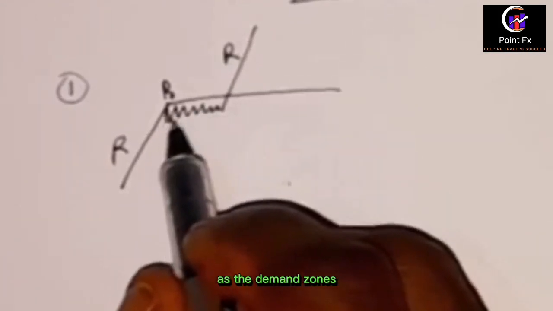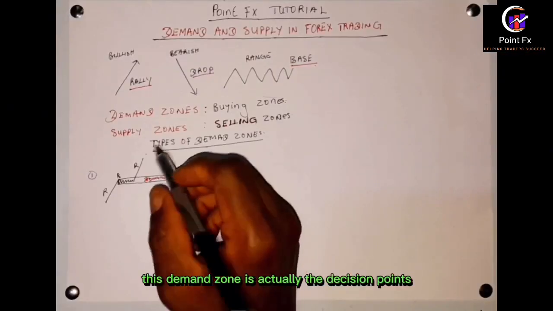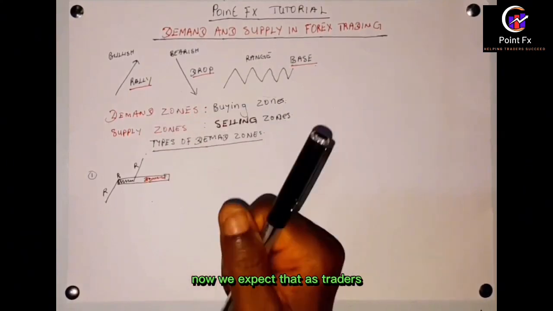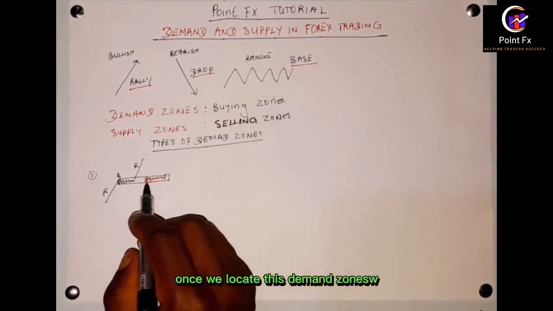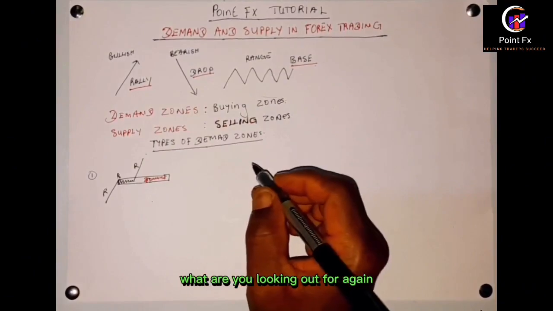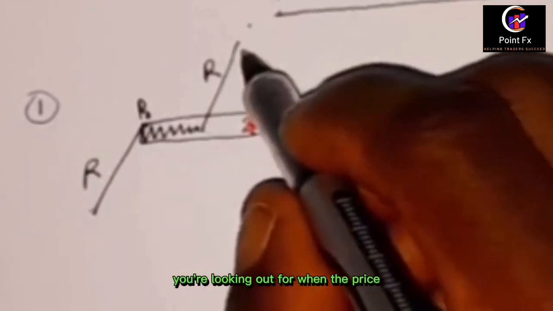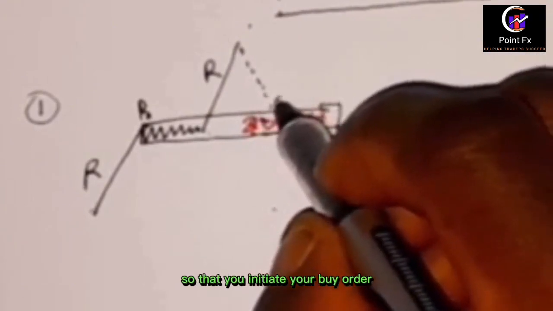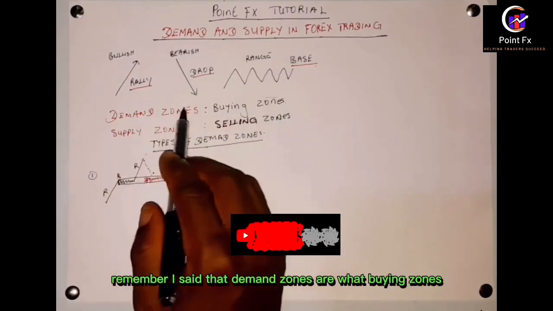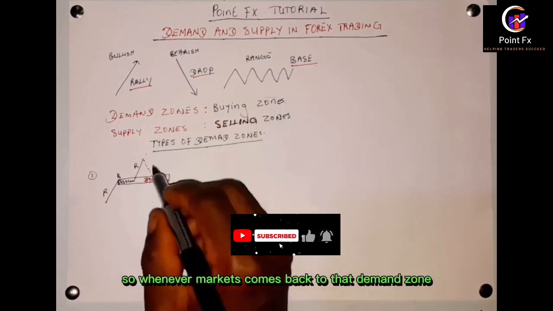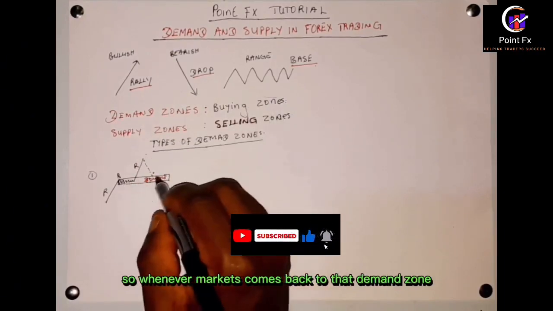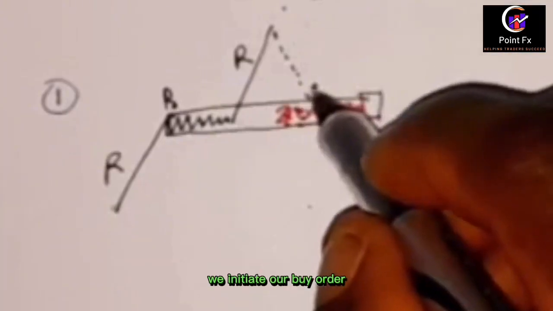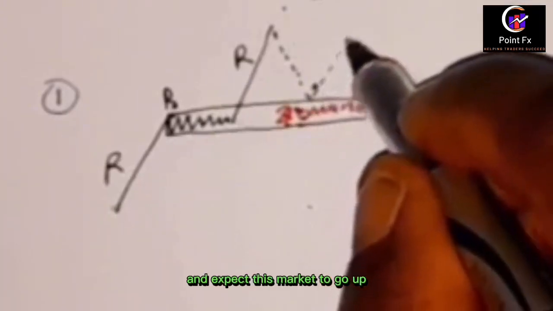as the demand zone. This demand zone is actually the decision point. Now, as traders, once you locate these demand zones, what are you looking out for? You are looking out for when the price will drop down to that zone so that you initiate your buy order. Remember, I said that demand zones are buying zones. So whenever the market comes back to that demand zone, which is the base of this rally, base, rally, we initiate our buy order and expect this market to go up.